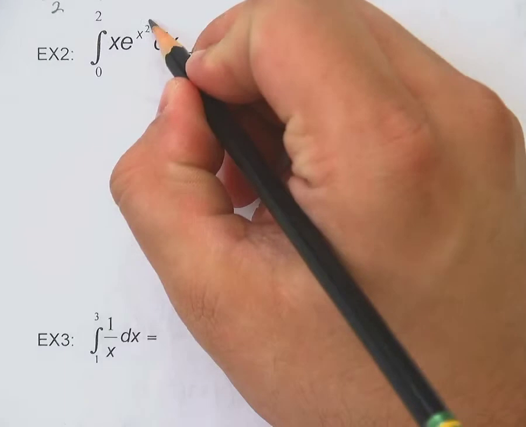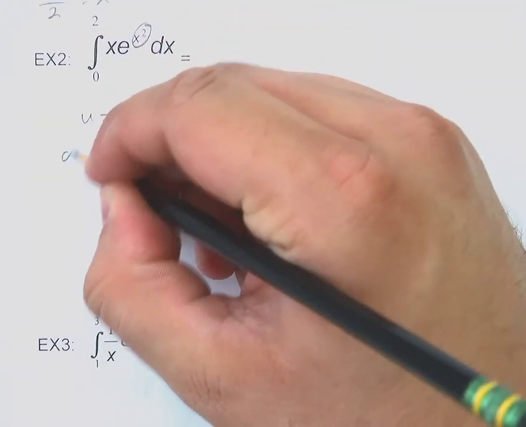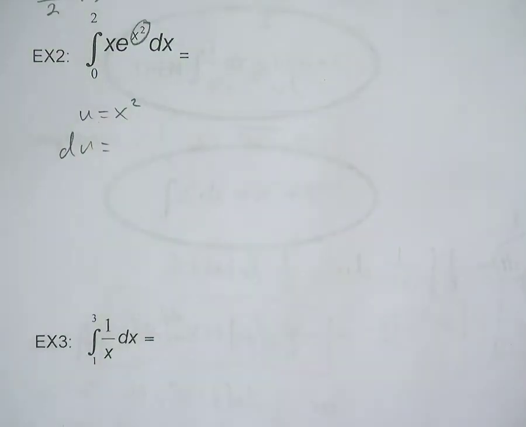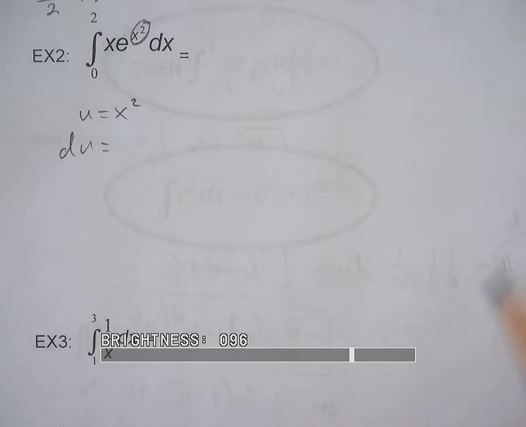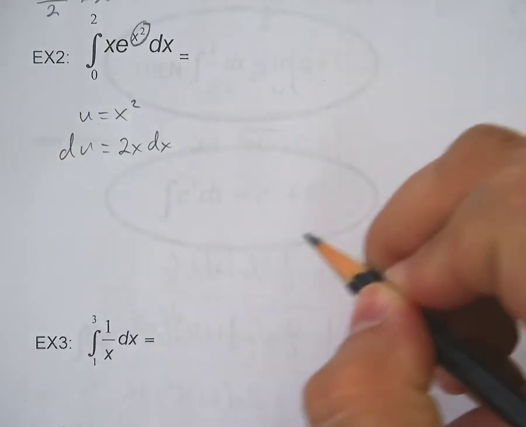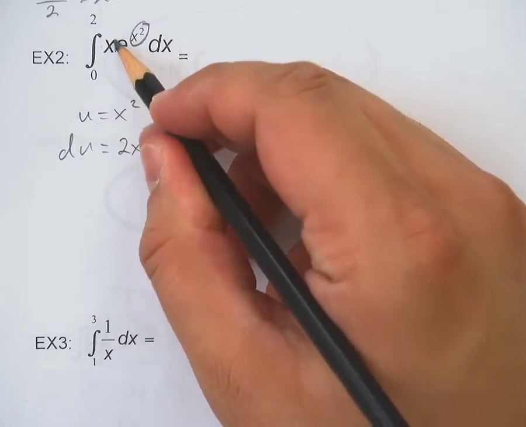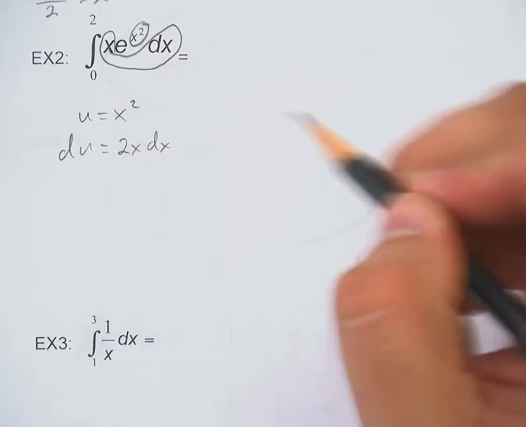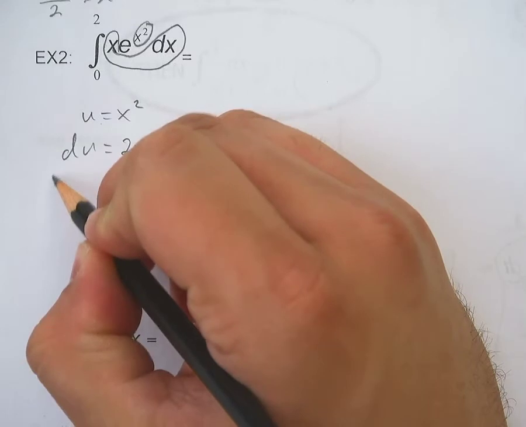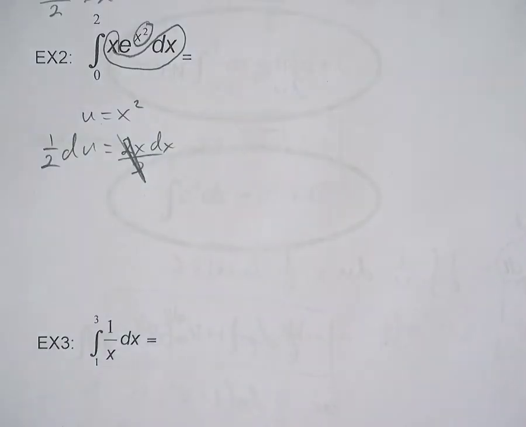So I'm going to go ahead and label my U. So U is x squared. Du is going to be 2x dx. All right, and I don't have a 2, but I do have an x. Well, that makes it easy for me here. I don't have a 2, so I just do a 1/2 du, and that'll get rid of my 2 there.